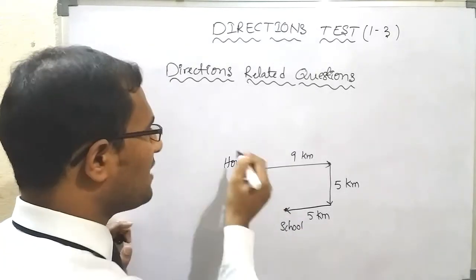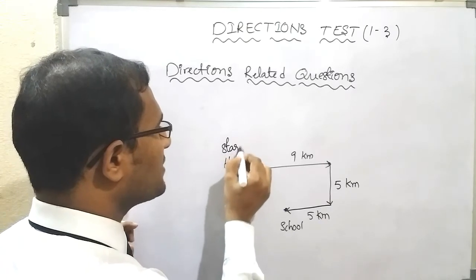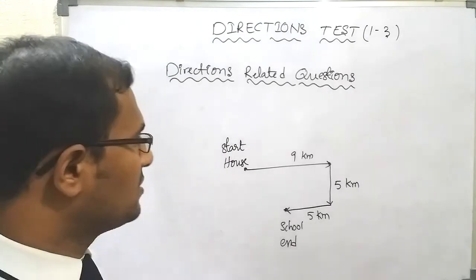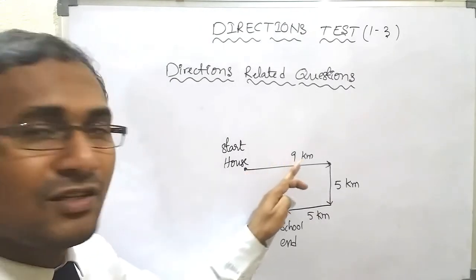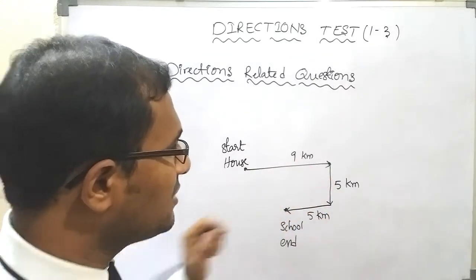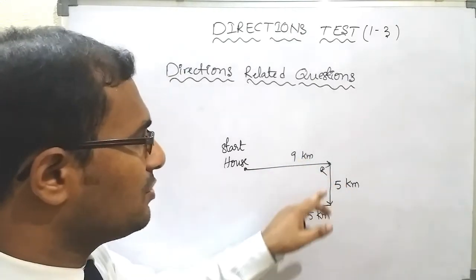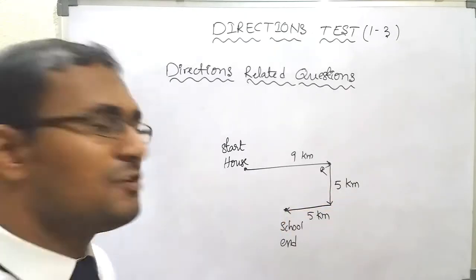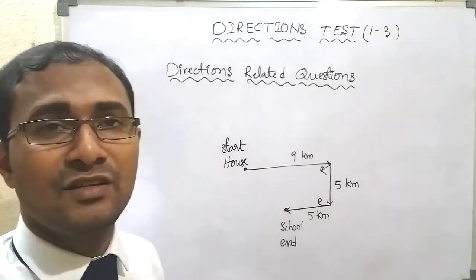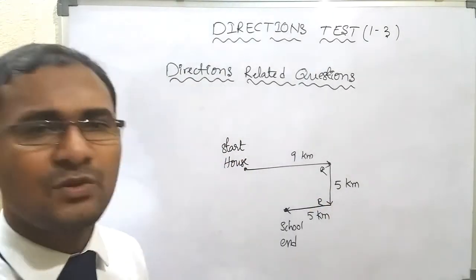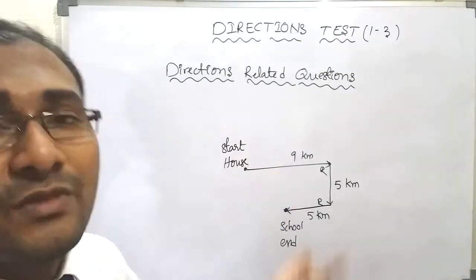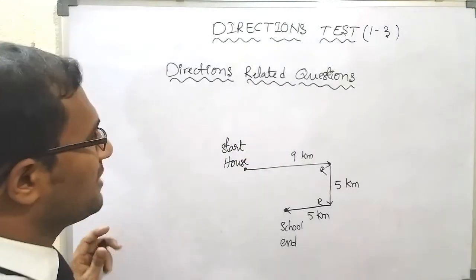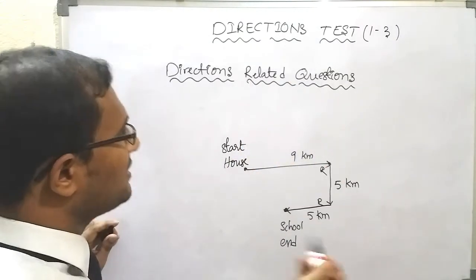Sometimes we have to treat this point as the starting point and this point as the ending point. So a person started from his house and covered 9 kilometers towards the east direction, and after that he took a right turn and covered 5 kilometers, and after covering 5 kilometers again he took a right turn and covered 5 kilometers. Finally he stops here. So our question is how they are going to give you questions related to directions. Let me explain this point. The questions are going to be given in this way.